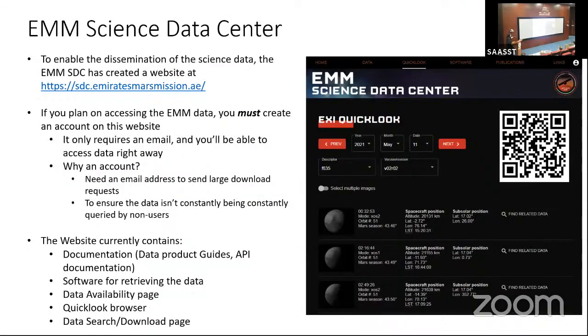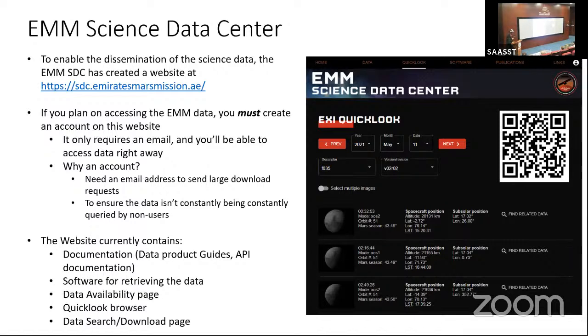So more information on how you can get the data is seen here. You can see a QR code. The Science Data Center for the Emirates Mars Mission is linked there. It was created to give scientists globally access to the data, and it's openly accessible to anyone who is interested in looking at the data. In order to access this data, you have to create an account on the website. You need an email, and you'll be able to access it. That's only to be able to send you links to download large files and to ensure that the data isn't constantly being queried by non-users.